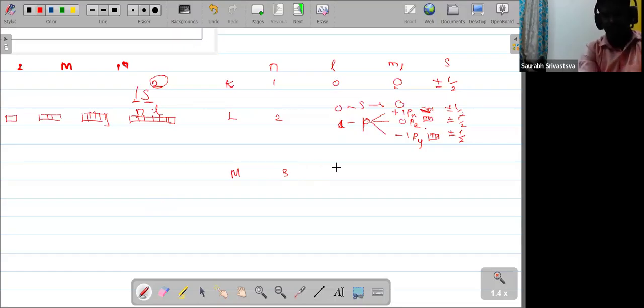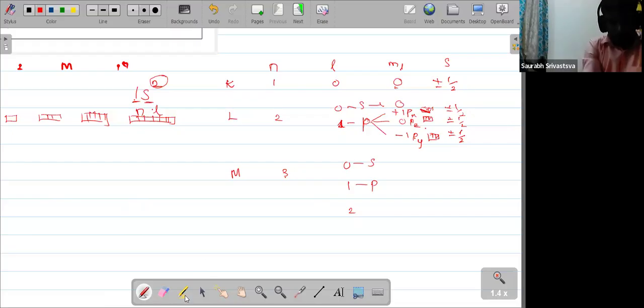Here I have written n value equal to 3. That means for the L value we should write 3 values, starting from 0 onwards: 0, next 1, and next 2. 0 means non-directional, which we call s. And 1 means directional, which we call p. Only one direction, either X direction or Y direction or Z direction.